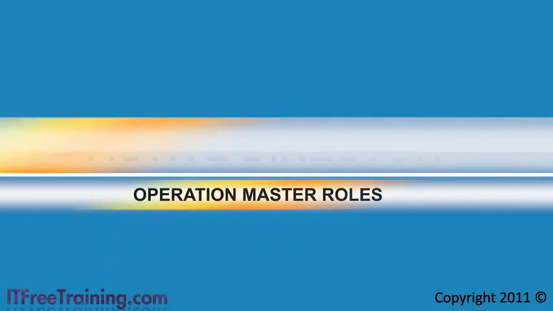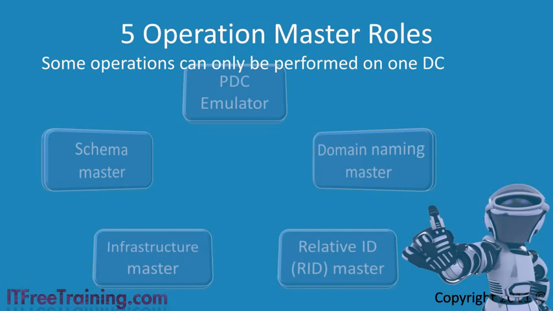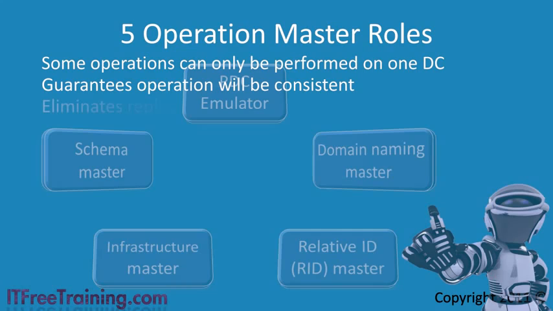In this video, I will look at the 5 operation master roles that are found in Active Directory. Active Directory is a multi-master replication system, but some operations are best performed on one server at a time. By having these operations performed in one place at a time, this allows one server to be responsible for these changes. Having the operation only on the one server ensures that when an operation is performed, the result is consistent across all the Active Directory databases and also eliminates the possibility of replication conflicts.